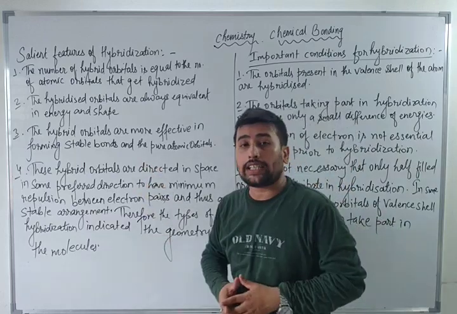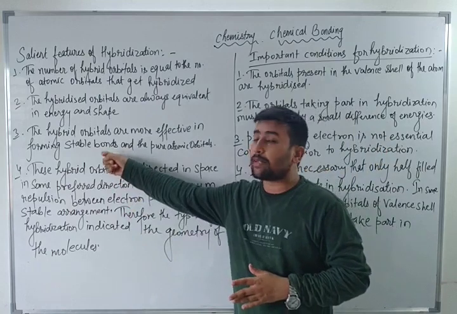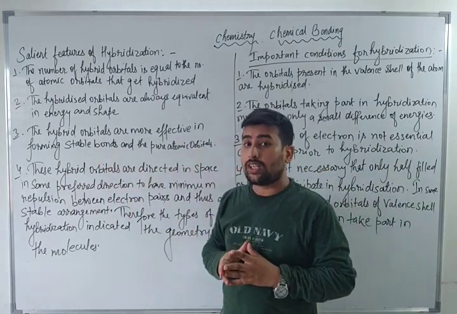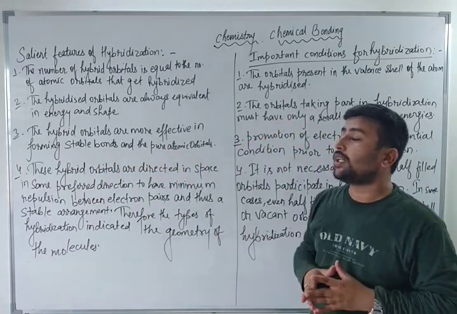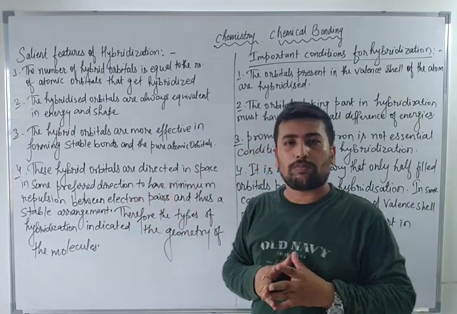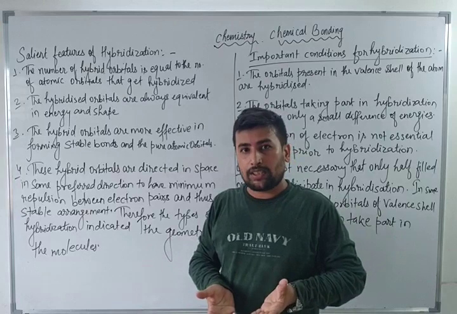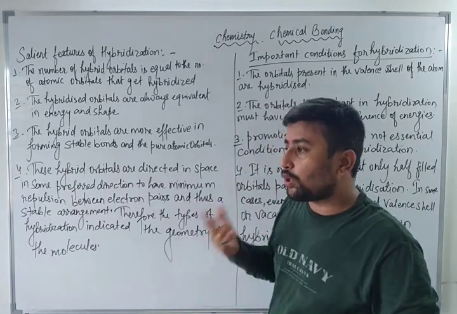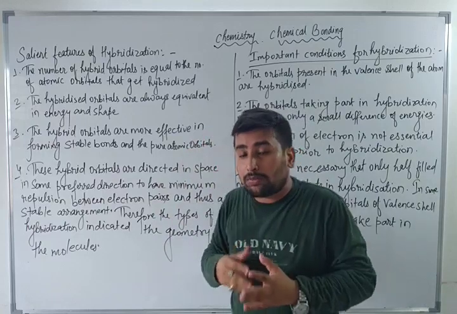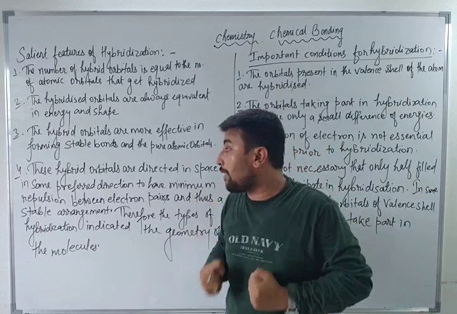The third point is the hybrid orbitals are more effective in forming stable bonds. The hybrid orbitals are more effective in forming stable bonds than the pure atomic orbitals. As the maximum number of atomic orbitals will be involved, there will be more stability. More hybridization means sp2, sp3, sp3d. As the maximum number of hybrid orbitals are involved in this process of hybridization, there will be more stability.